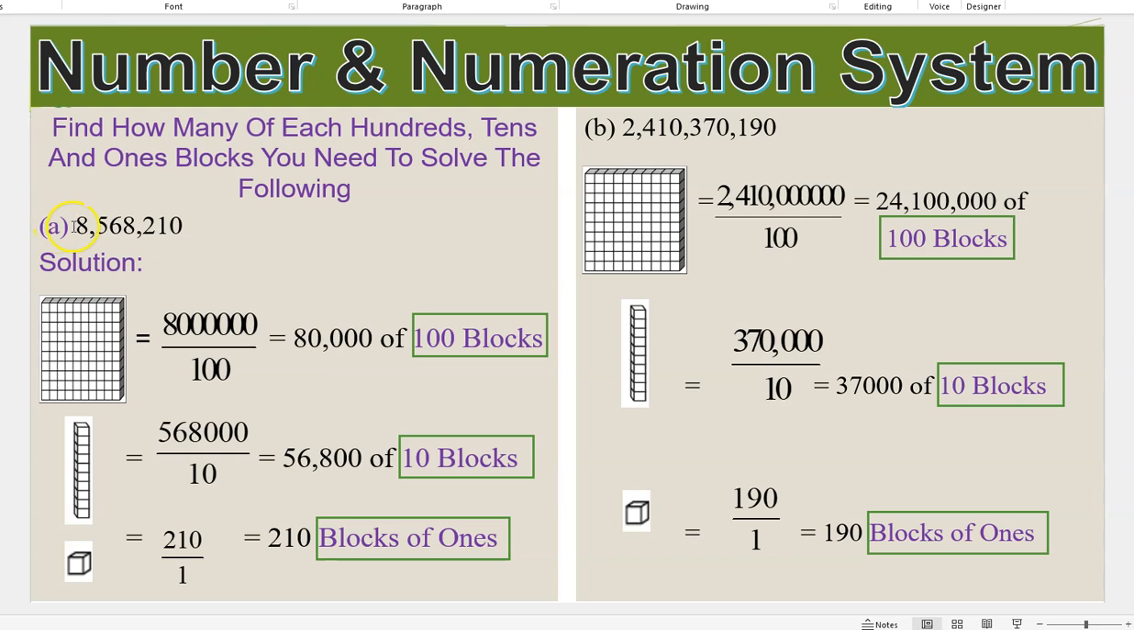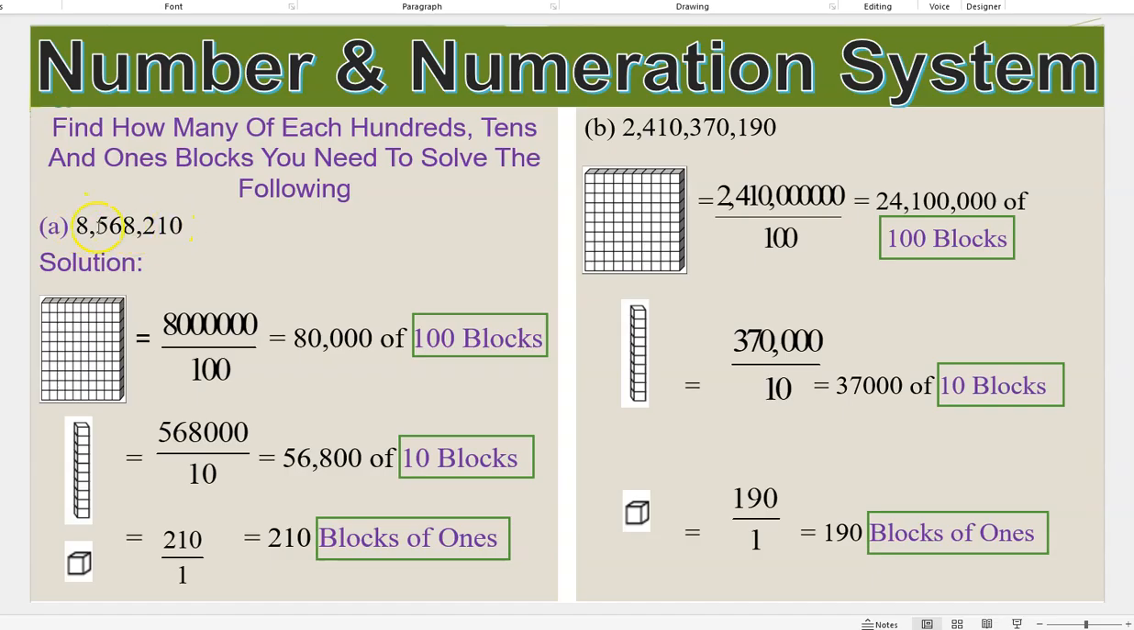The first example is 8,568,210. So how many hundreds are we going to use? Please do not repeat them. Once you use hundreds, you don't use them again. Once you use tens, you don't use tens again. And then once you use ones, you don't use ones again. You are required to use them once.